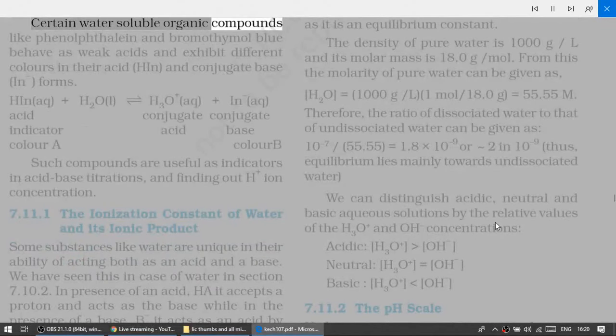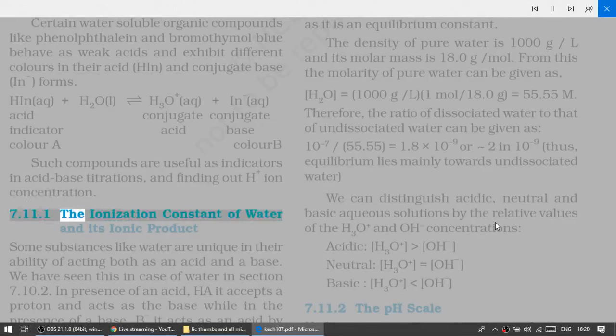Certain water-soluble organic compounds like phenolphthalein and bromothymol blue behave as weak acids and exhibit different colors in their acid, HIn, and conjugate base, In−, forms. HIn + H2O ⇌ H3O+ + In−, acid indicator, conjugate base, color A, color B. Such compounds are useful as indicators in acid-base titrations and for finding out H+ ion concentration.